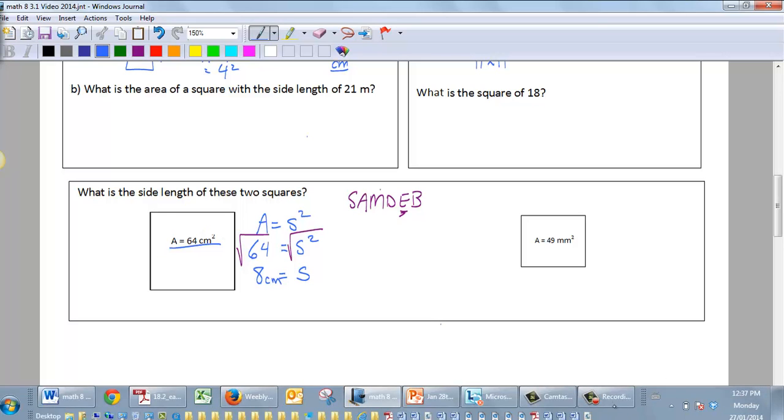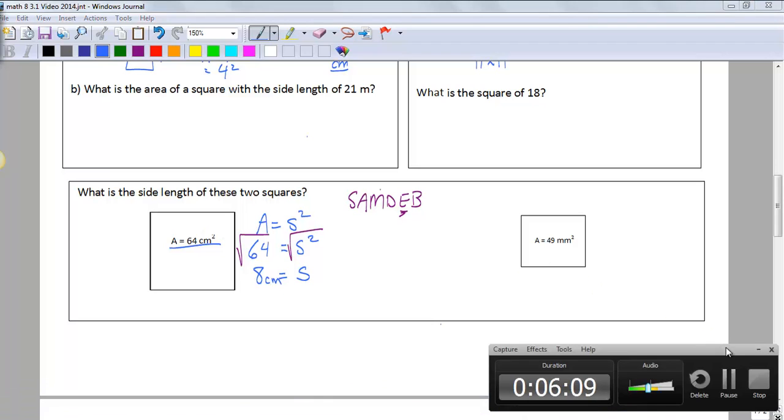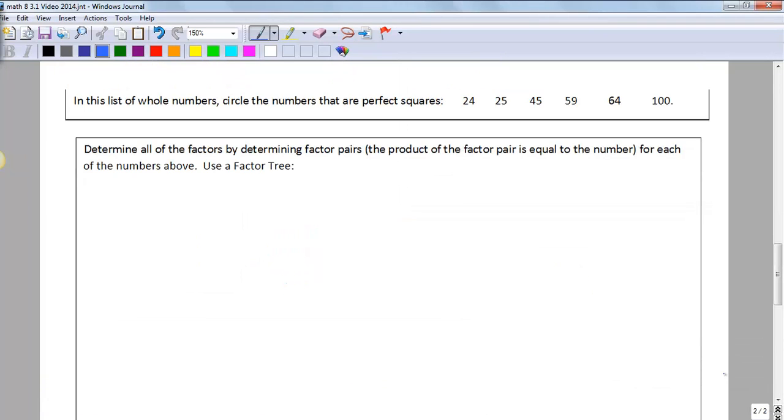But like I said, pause the video here and finish up the rest of the questions on the front. All right, welcome to the back. Now this one is kind of fun. It says, in this list of whole numbers, circle the numbers that are perfect squares. So you might need to, on the side, go 1 times 1 is 1, right? 2 times 2 is 4. 3 times 3 is 9. And you're looking for these numbers.